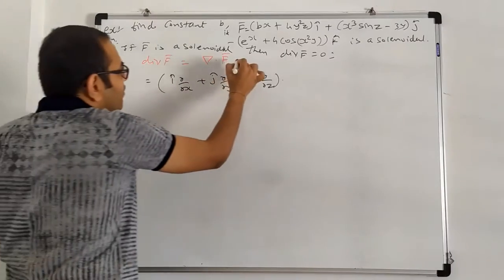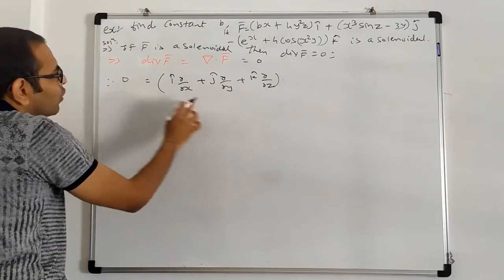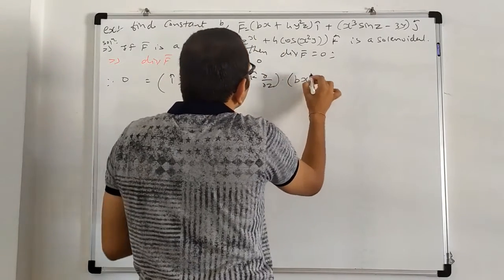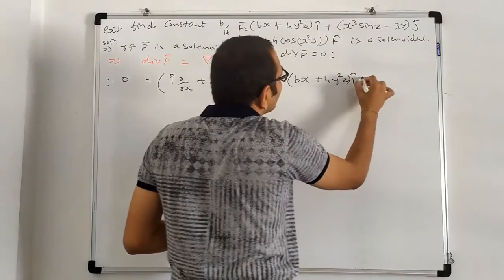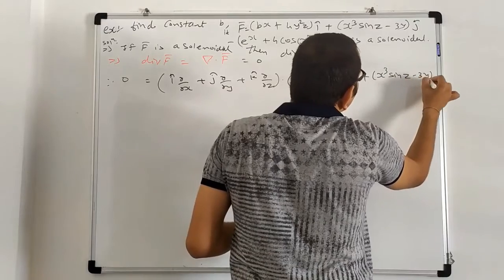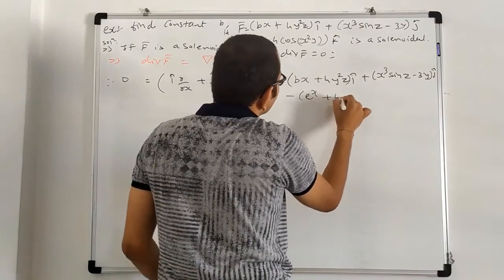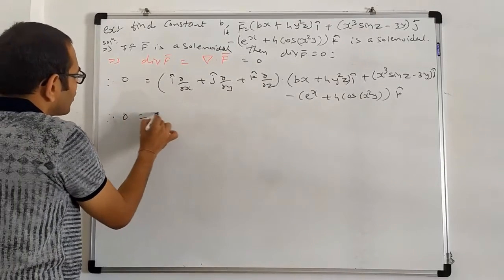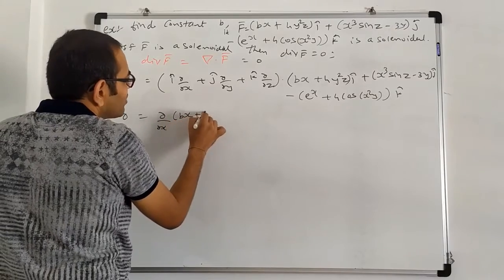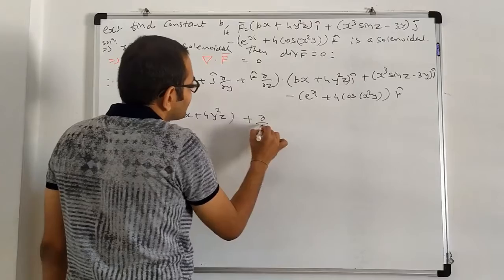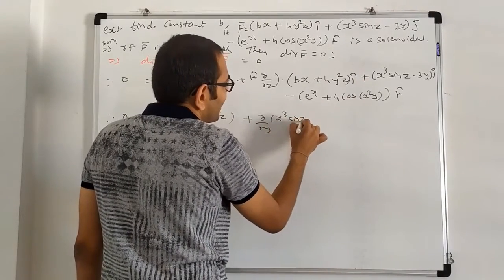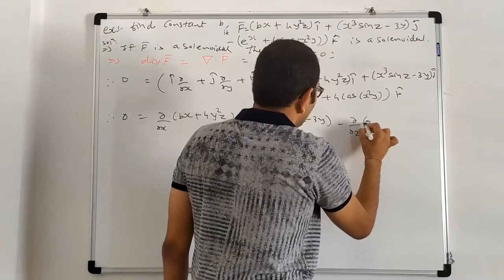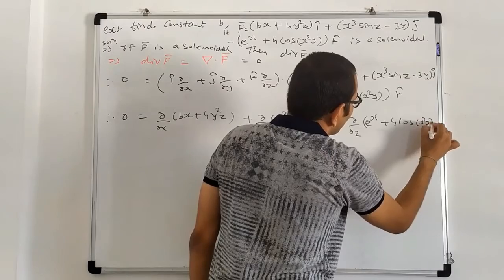Then divergence f bar equal to del dot f bar equal to 0, means 0 equal to the operator formula, then put in the function: minus e raised to x plus 4 cos x square y. So 0 equal to del by del x of bx plus 4y square z, plus del by del y of x cube sin z minus 3y, plus del by del z of minus e raised to x plus 4 cos x square y.